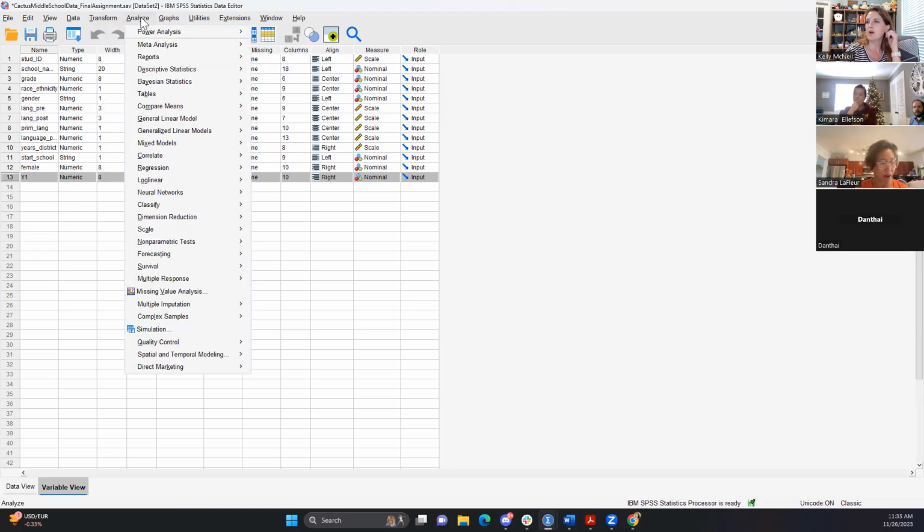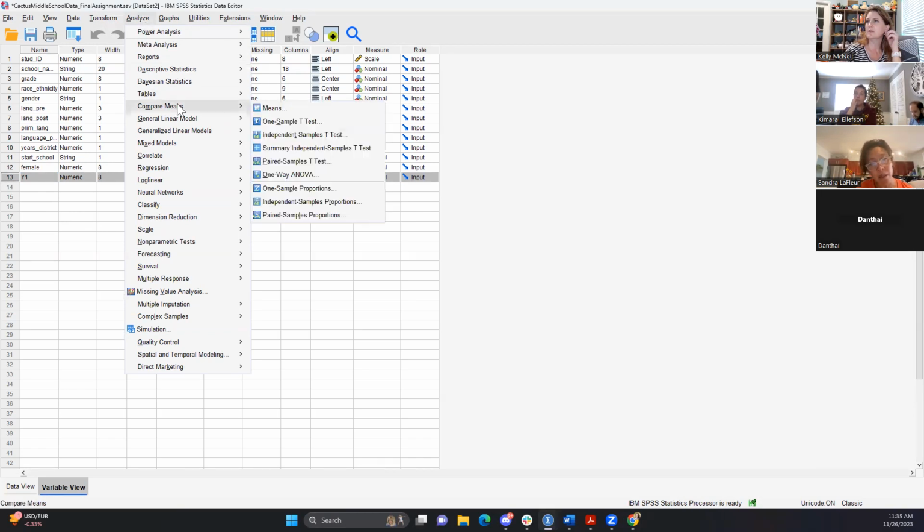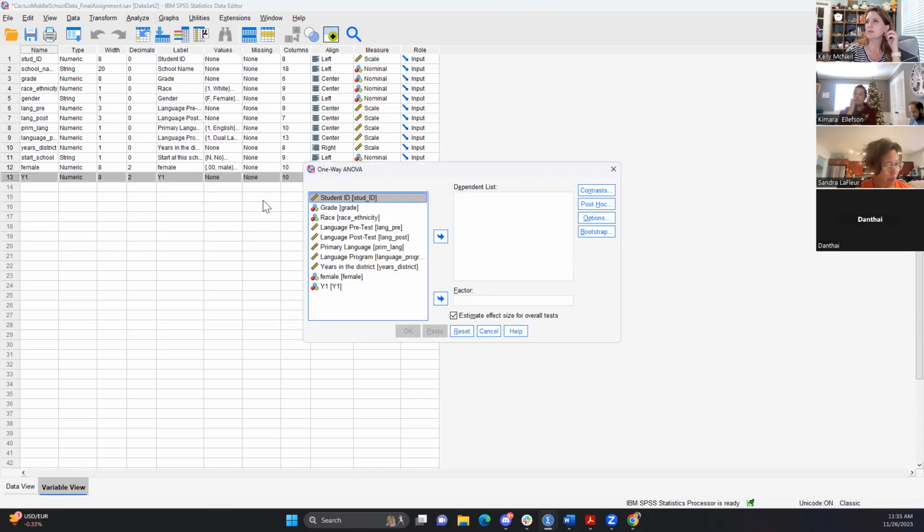It says, go to the one-way ANOVA dialog box. Where is it? It's under compare means. One-way ANOVA, right? Okay, then it says, click on the variable named group and then move it to the factor box. In our case, it would be years in the district. Yeah, years in the district is our factor.